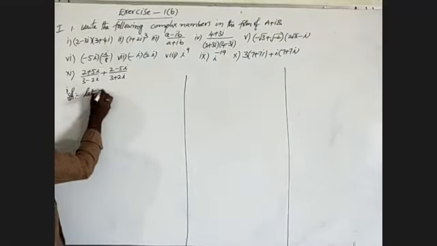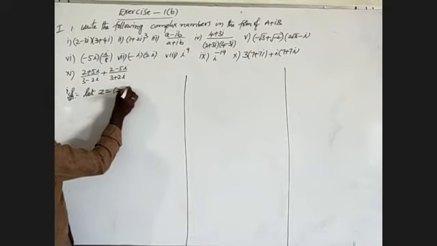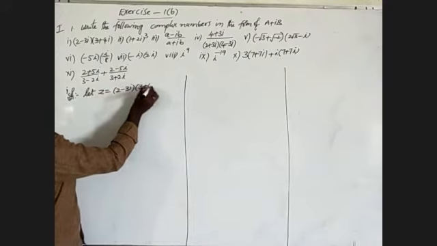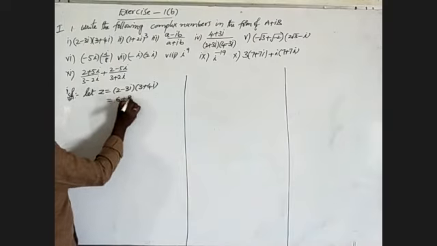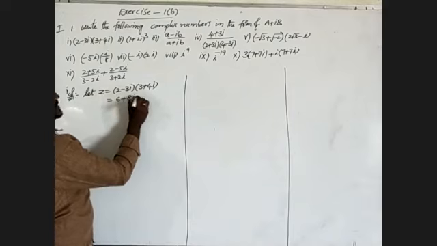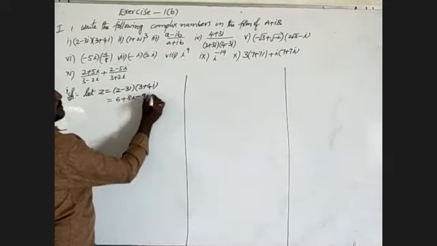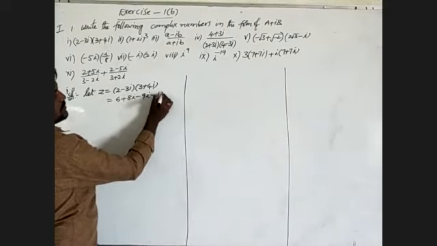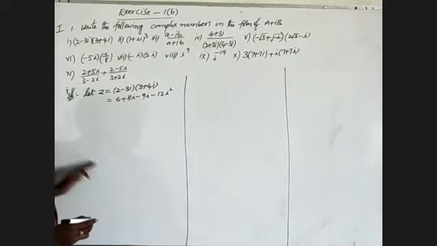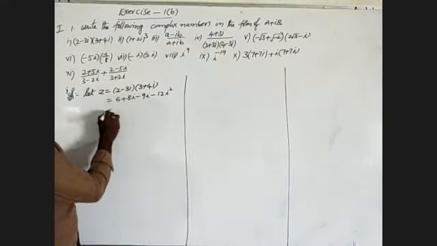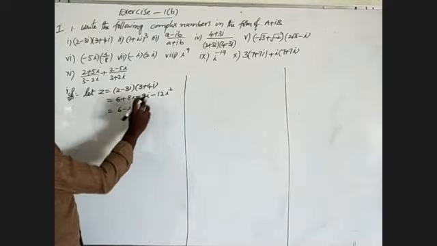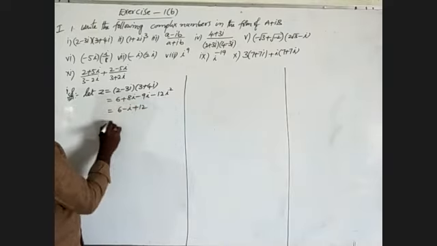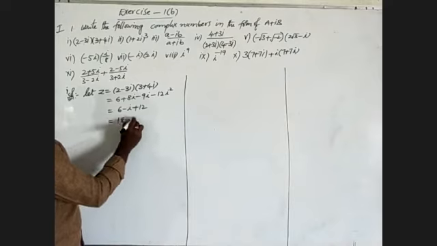Let z be 2 minus 3i into 3 plus 4i. 2 into 3 is 6, 2 into 4i is 8i, minus 3i into 3 is 9i, and minus into minus 3i into 4i gives 12 i into i, which is i square. That is 6 minus 12 i square, and i square becomes minus 1, minus into minus becomes plus. That must be written as 18 minus i.